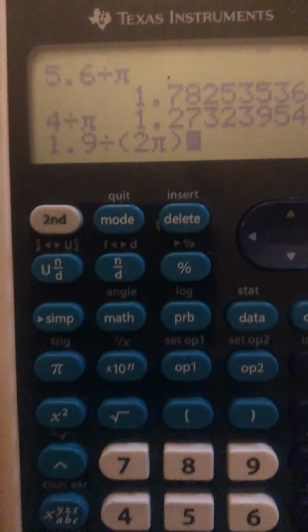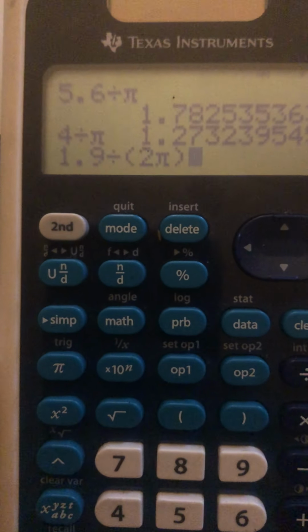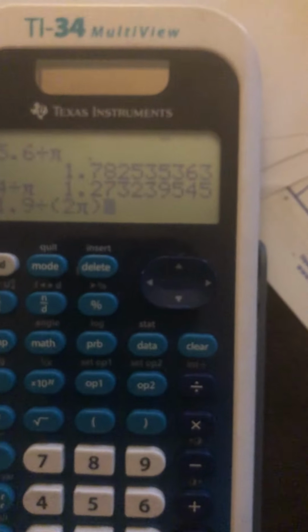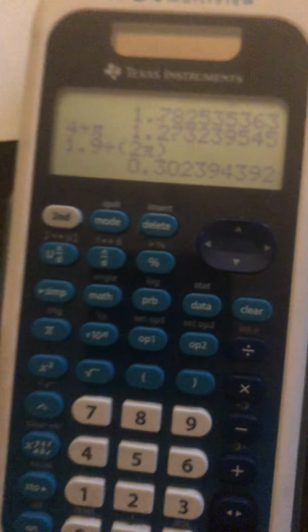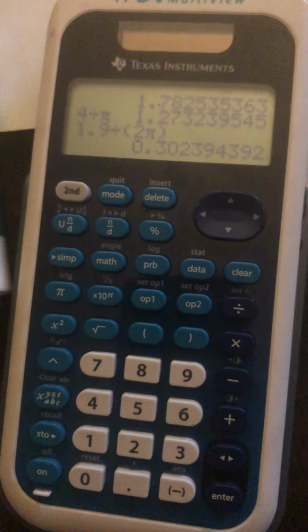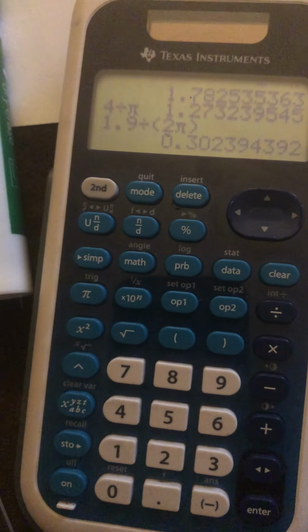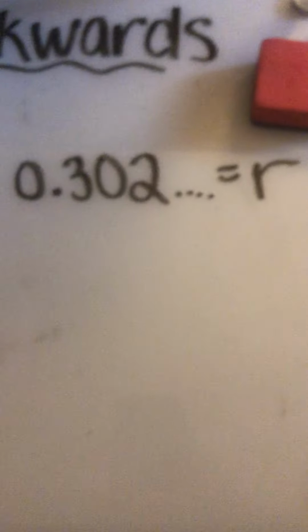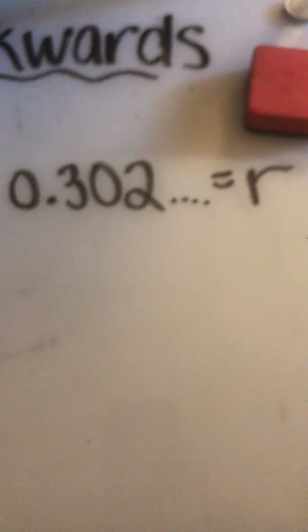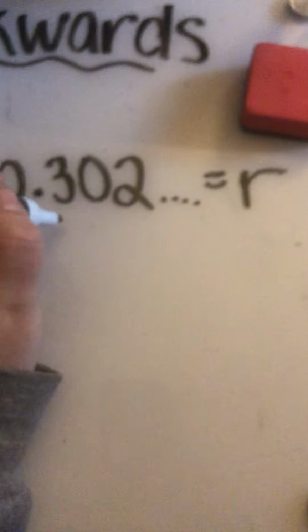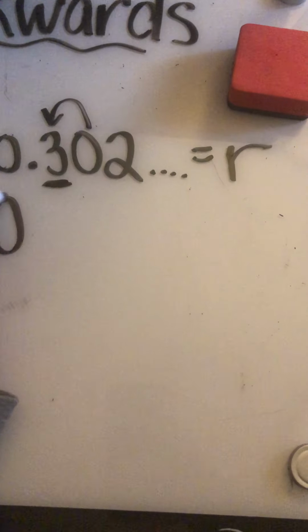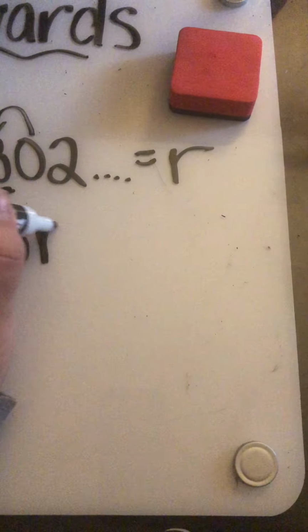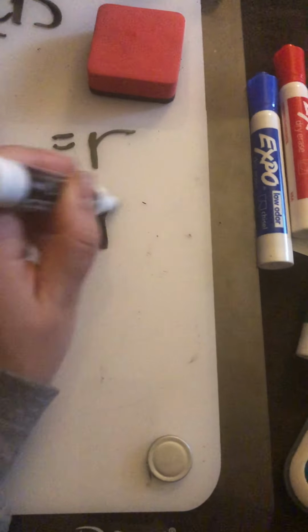If you have a calculator that makes fractions, you could do a fraction and just put the 2 pi as the denominator. Okay, so I'm going to press enter, and we get our irrational number of 0.302 and so on, and that is going to be our radius, not rounded. They want us to round this time to the 10th place. So I look in my 10th place, it's a 3. I look next to it, it's a 0. 4 or less keeps it there, so I'm left with 0.3 units is equal to my radius.